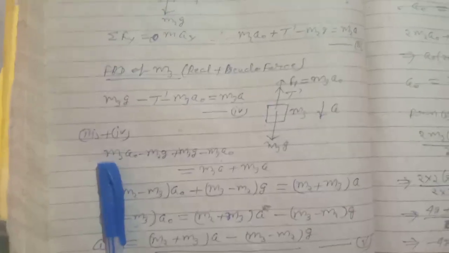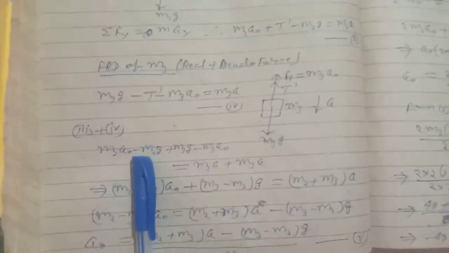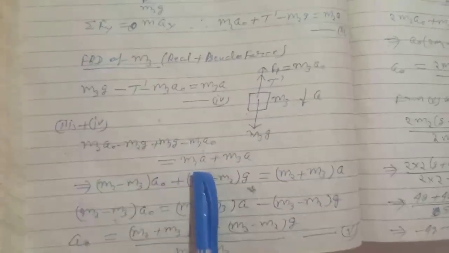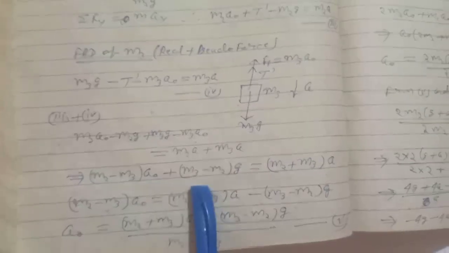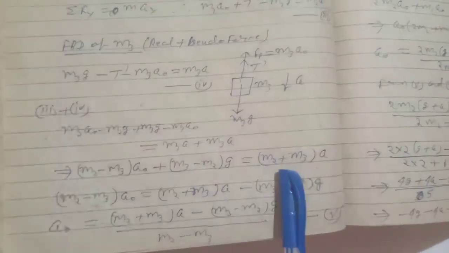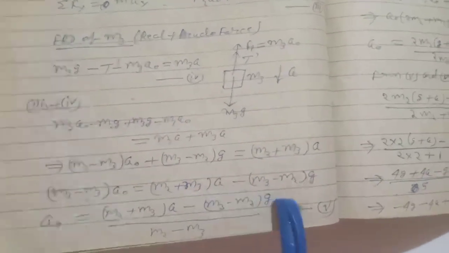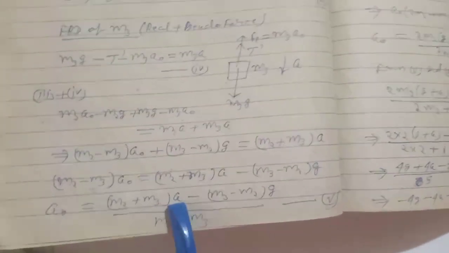Adding 3 and 4 we get M2 into A naught minus M2 into G plus M3 into G minus M3 into A naught equals M2 into A plus M3 into A. This implies (M2 minus M3) into A naught plus (M3 minus M2) into G equals (M2 plus M3) into A. Or (M2 minus M3) into A naught equals (M2 plus M3) into A minus (M3 minus M2) into G. Or A naught equals [(M2 plus M3) into A minus (M3 minus M2) into G] divided by (M2 minus M3), equation 5.